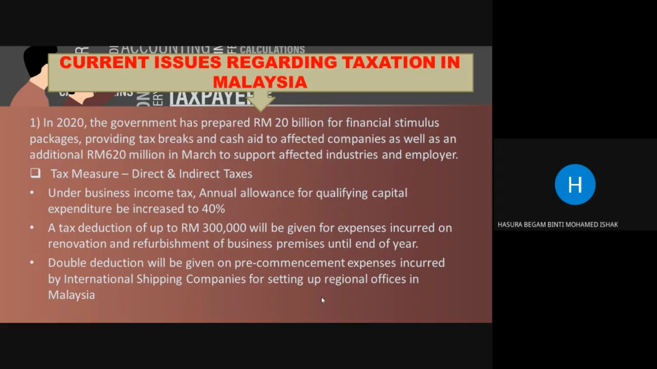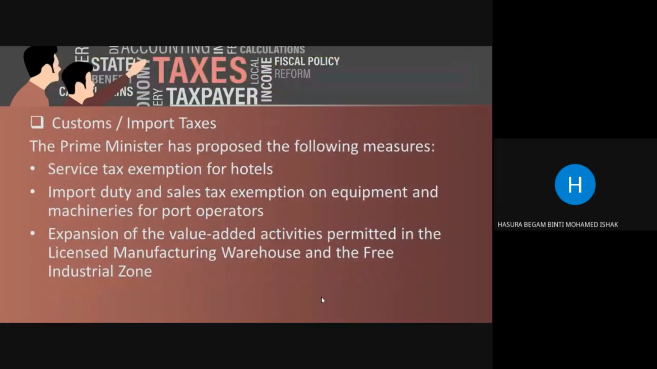Double deduction will also be given on pre-commencement expenses incurred by international shipping companies for setting up their regional offices in Malaysia. And then tax measures for customs and import taxes. The Prime Minister Tan Sri Muhyiddin has proposed the following measures: service tax exemptions for hotels, import duty and sales tax exemptions on equipment and machinery for port operators, and also expansions on the value-added activities permitted in the licensed manufacturing warehouse and also the free industrial zone.